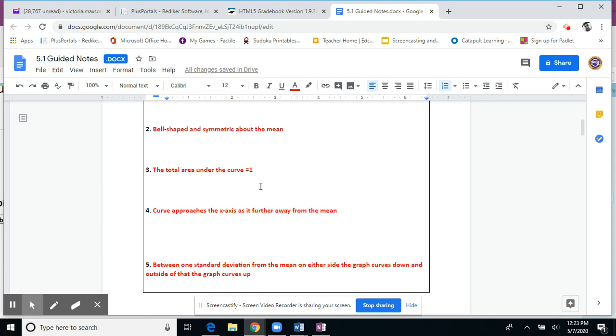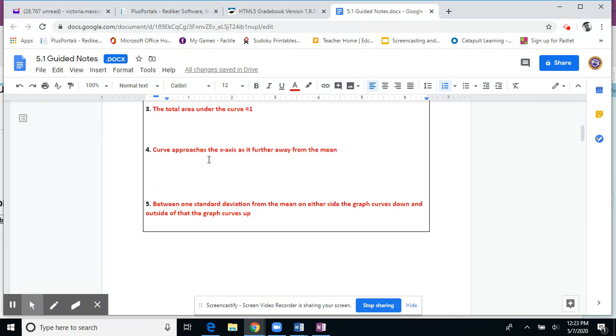So that comes from probability. If we have a 100% probability of something happening, that means the total probability we have is 1. So that's where that comes from. And the curve approaches the x-axis the further away it gets from the mean. So this is talking about the shape.